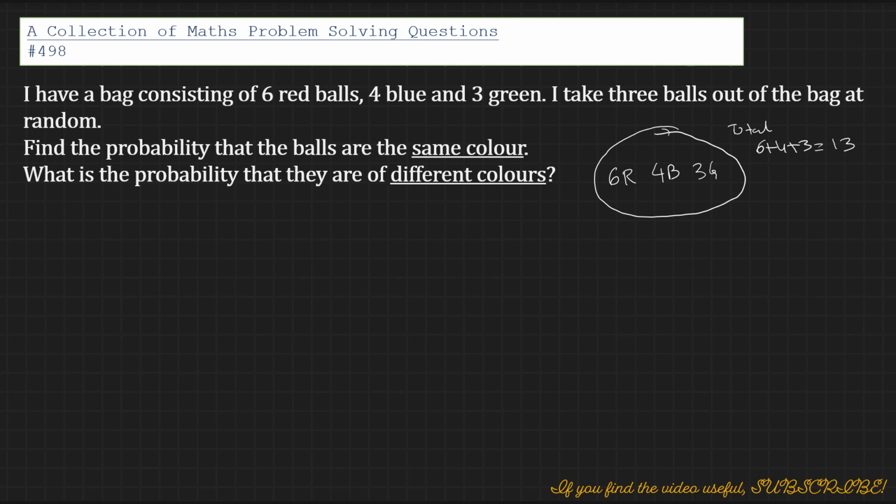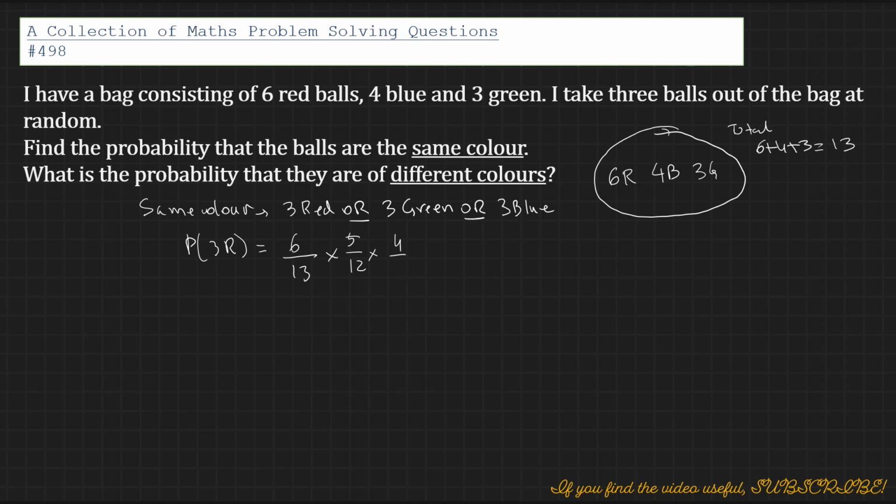So the probability for same color, so there could be 3 red or 3 green or 3 blue. So probability of 3 red would be 6 out of 13 times 5 out of 12 times 4 out of 11.